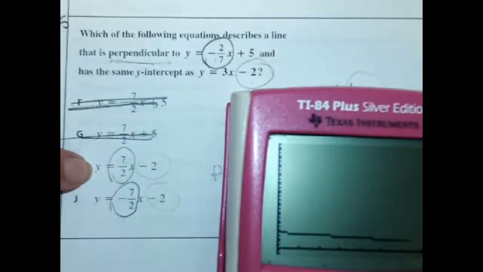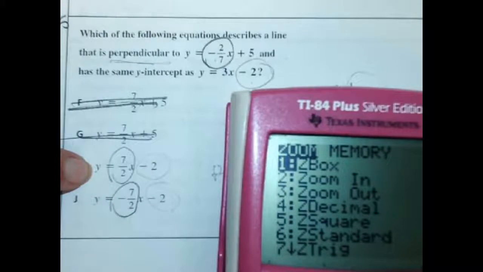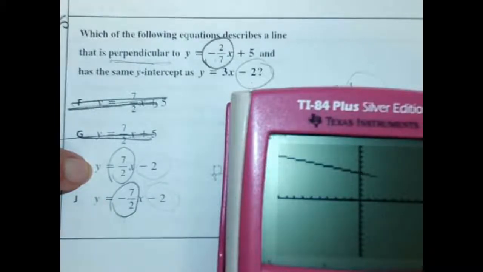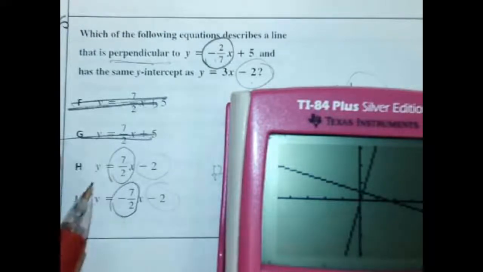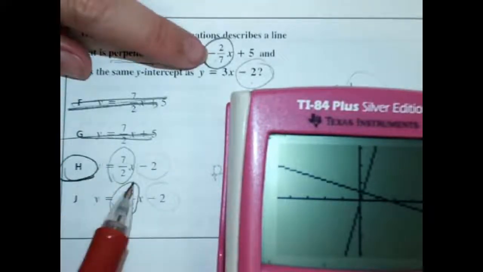And my zoom is off. I'm going to zoom. My favorite zoom is zoom 6. Are those two perpendicular? They sure look it. And I'm going to tell you, the easiest way to do this is zoom 6, zoom 8, enter. And it makes it nice and square so we can tell if we get it right or not. Are those perpendicular? Those are absolutely perpendicular. It's this one. Because one's negative and one's positive.